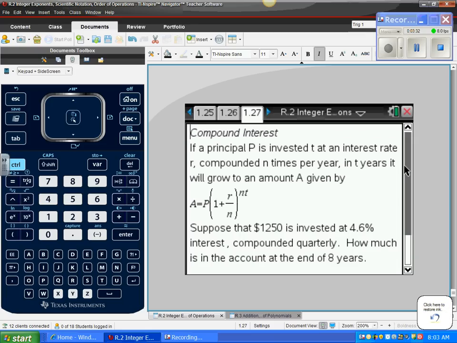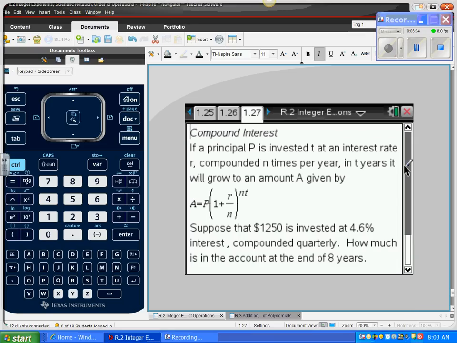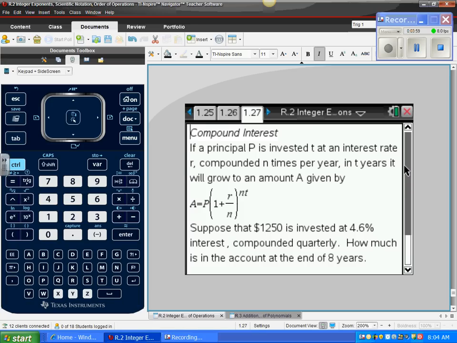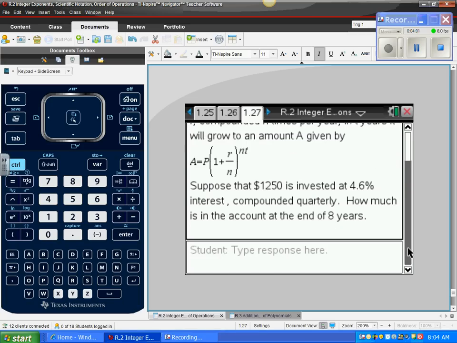Okay, compound interest. If a principal P is invested at an interest rate of R, compounded n times per year, in T years, it will grow to an amount A given by A equals P times (1 plus R divided by n) raised to the nt. This isn't a new formula. We did this last year. Suppose that $1,250 is invested at 4.6% interest compounded quarterly. How much is in the account at the end of 8 years?